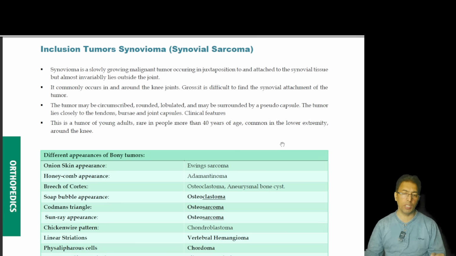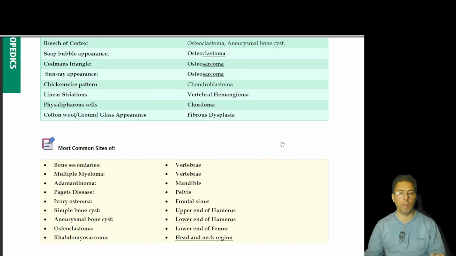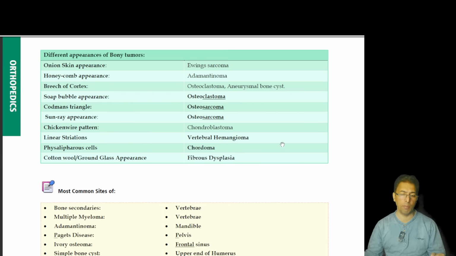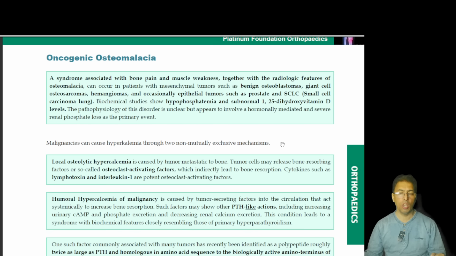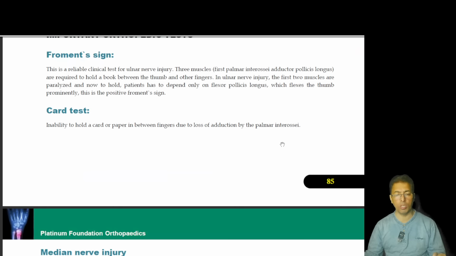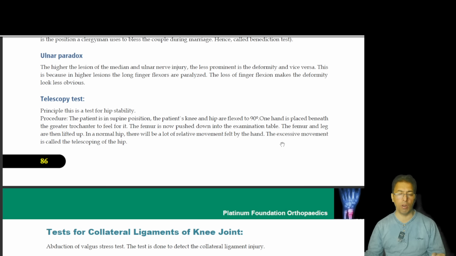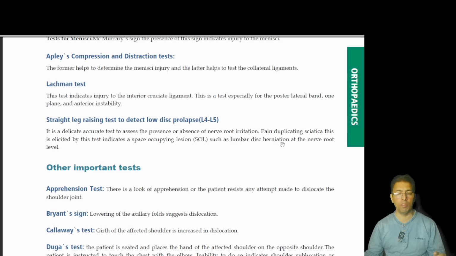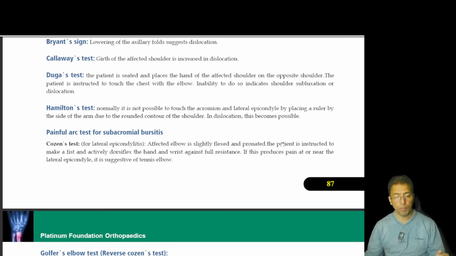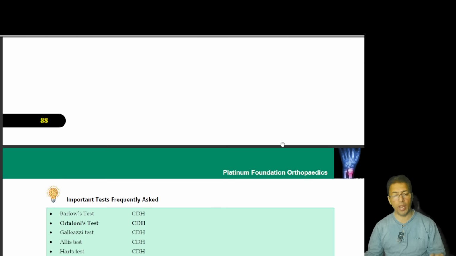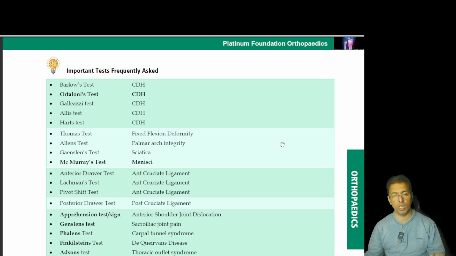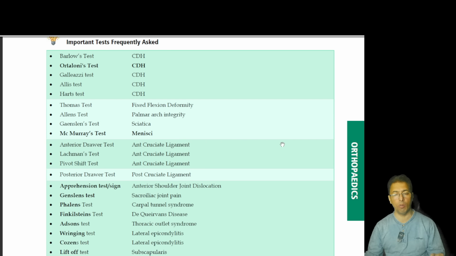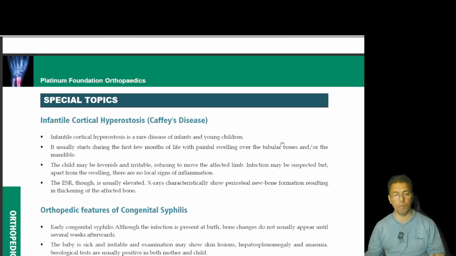We have taken up bony tumors, systematically classified, their appearance, most common sites, what is important, and the tests we have taken into account. What are the tests for upper limb nerve injuries, lower limb nerve injuries, the ligament tests, all given at a single place. You can see this table over here. You can see what is important.